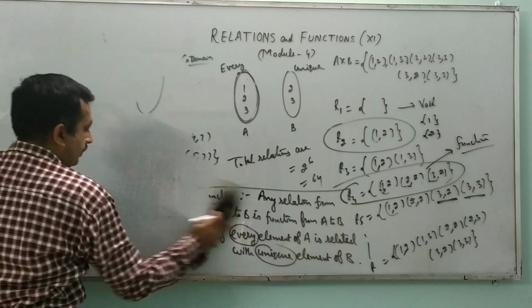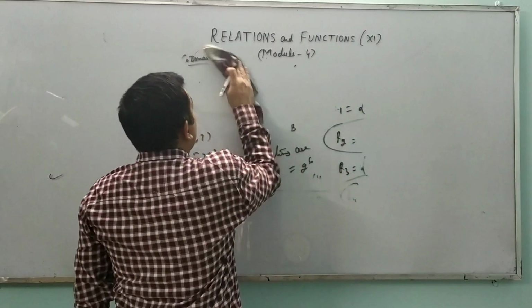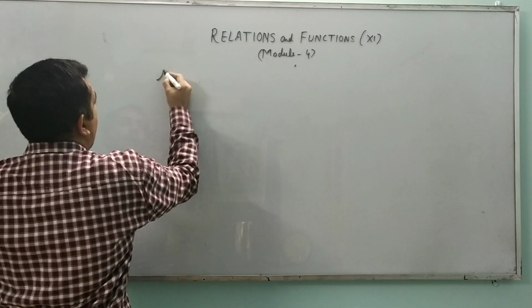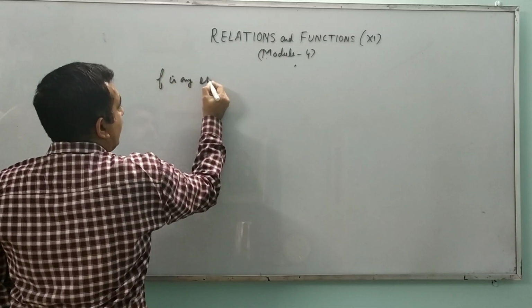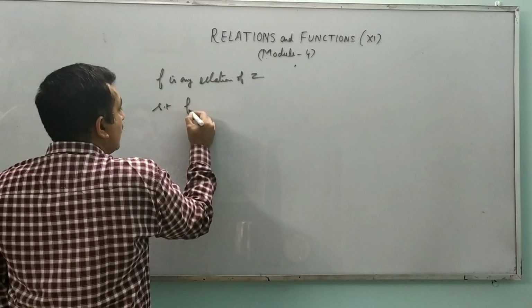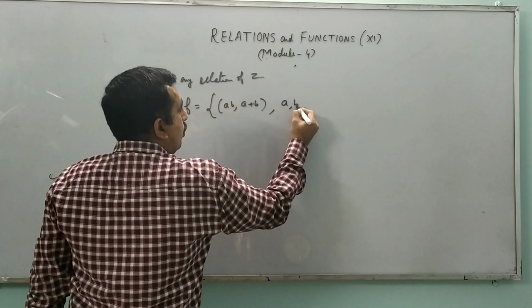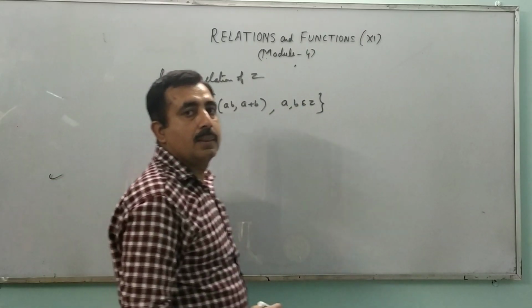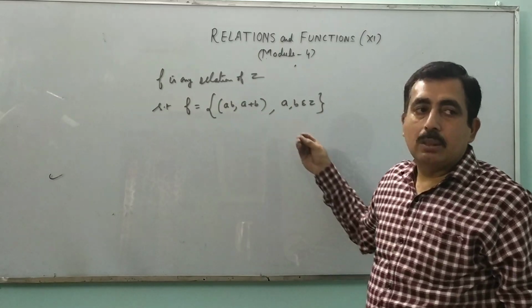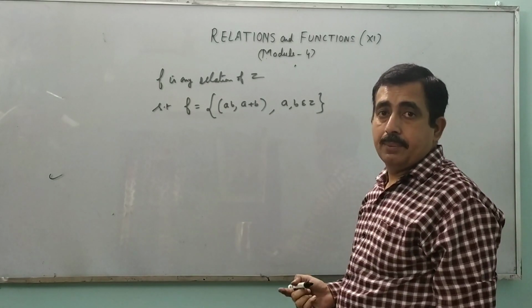Let us do one question. Let F be any relation on Z such that F = {(ab, a+b) such that a, b both belong to Z}. F is any relation, and this is called an ordered pair, and both numbers belong to Z. Now the question is whether this relation is a function.